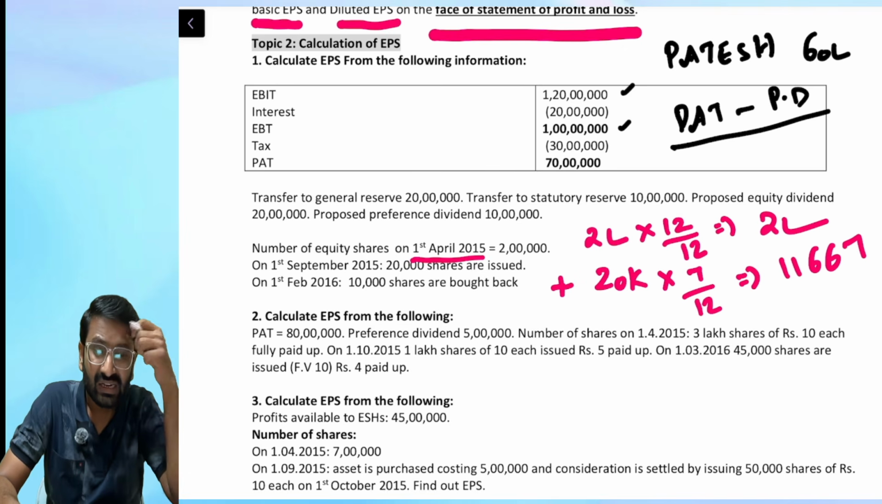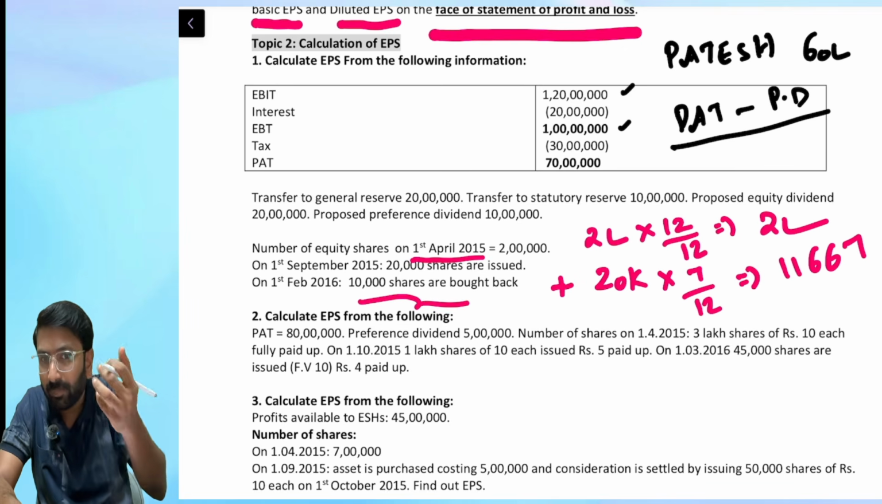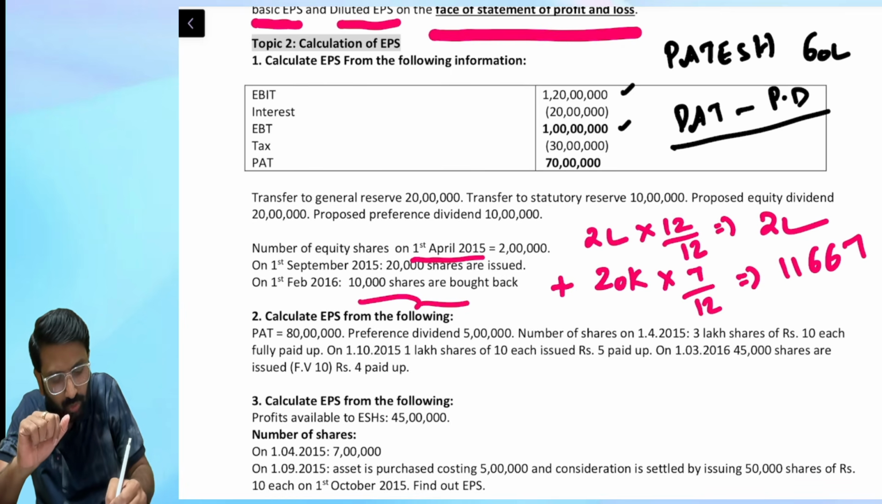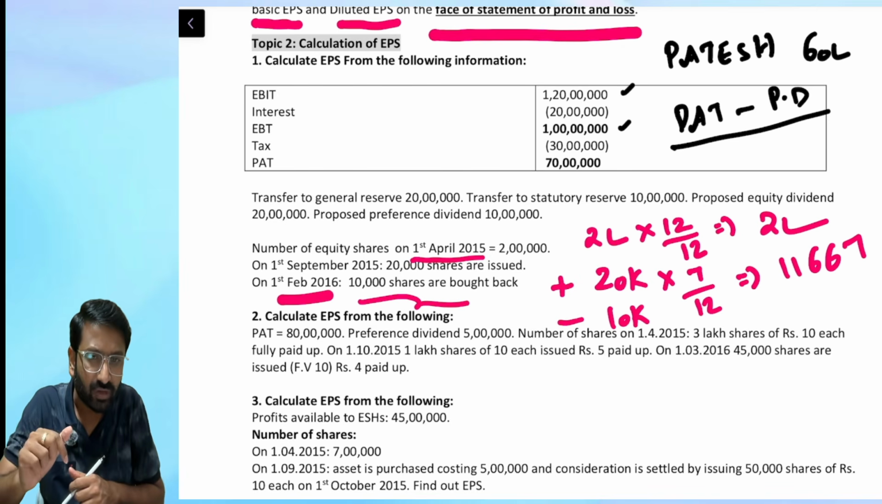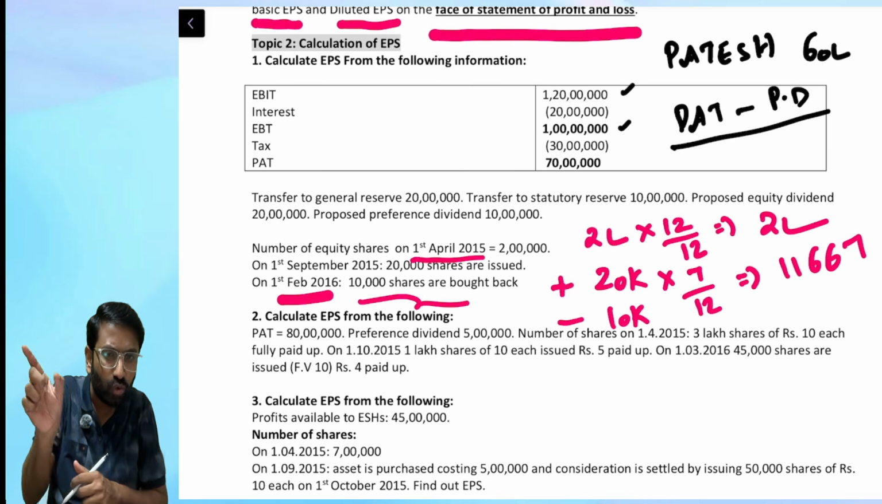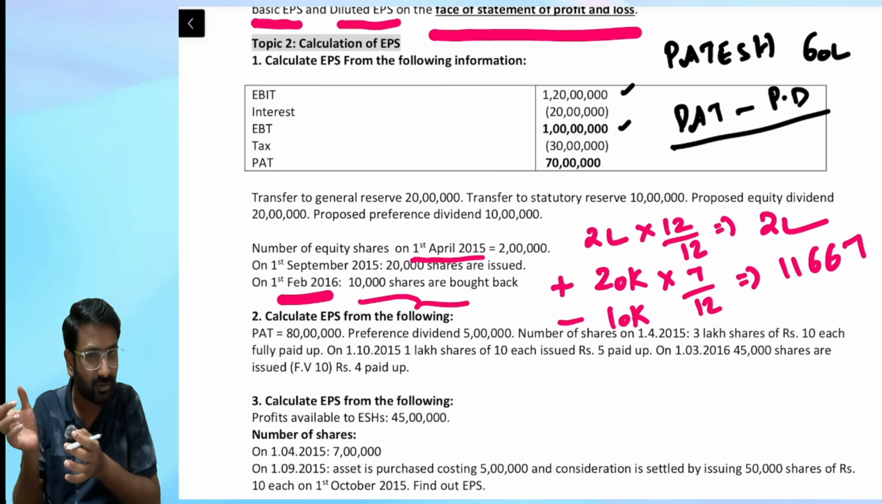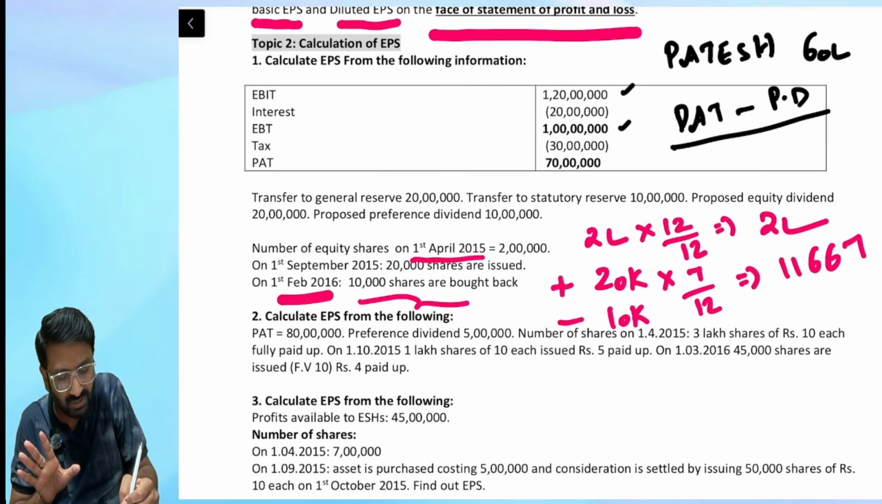Okay. Later, on 1st of February, 10,000 shares are bought back. If the shares are bought back, the number will come down now. So what should I do? Minus 10,000 shares. But when are you buying it back? February. If you're buying back in February, February and March, 2 months I'm supposed to remove. So these shares were there for 10 months, and they are not there for 2 months. So I'll calculate 10,000 into 2 by 12.